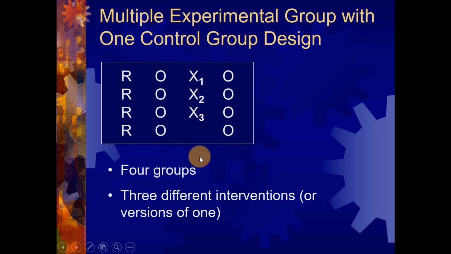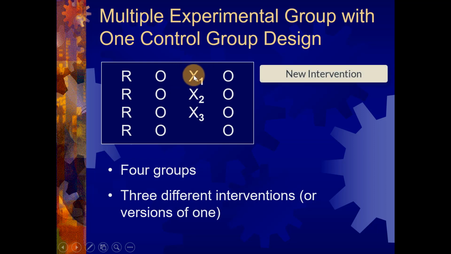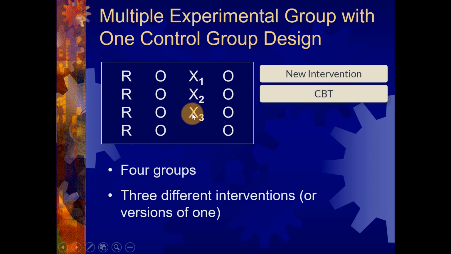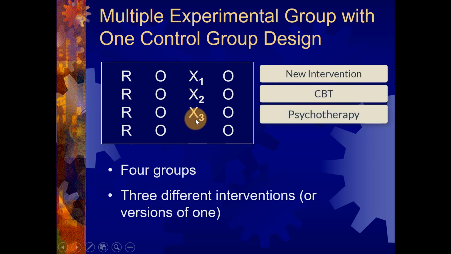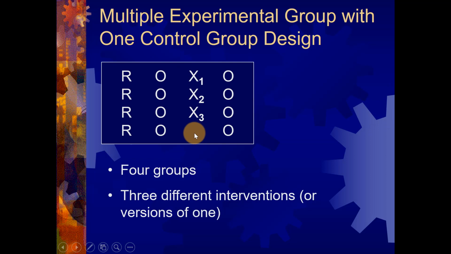So what might that look like? If it was 3 different interventions, we might have this new depression intervention. Then we have, let's say, CBT, and we have psychoanalysis. Okay, so we're trying to test which one is more effective or which ones are similarly effective. So we have multiple experimental groups with one control group. And there's the one control group.